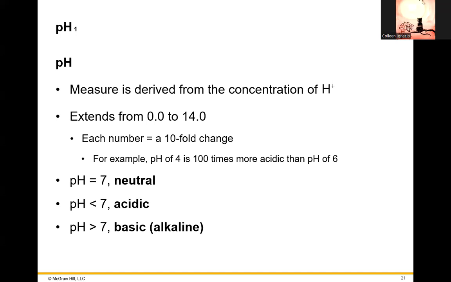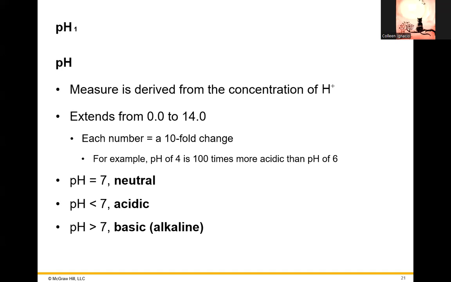Okay, let's talk about pH. pH is known as the power of hydrogen, and again, we're thinking about the concentration of hydrogen. The pH scale goes from 0 to 14. If something has a pH of 7, that means it is neutral, meaning that it is not acidic and it is not basic. If something has a pH of 0 to 7, or really 6-ish, then it is acidic. If something has a pH that is greater than 7, it is known as basic or alkaline.